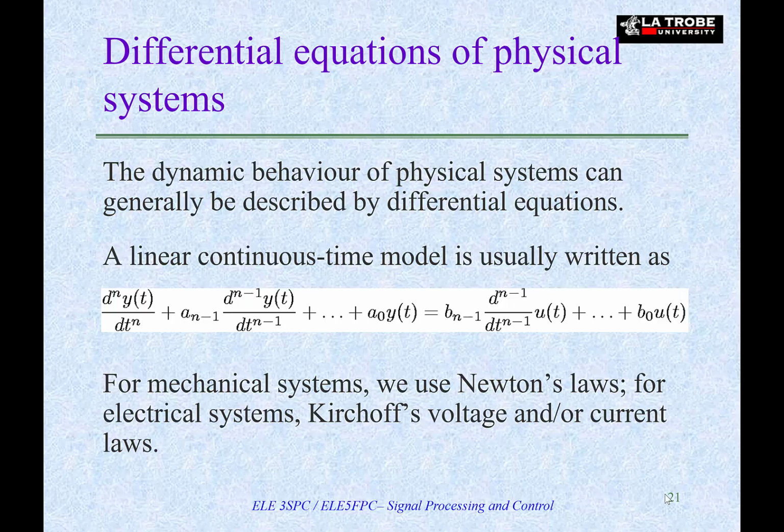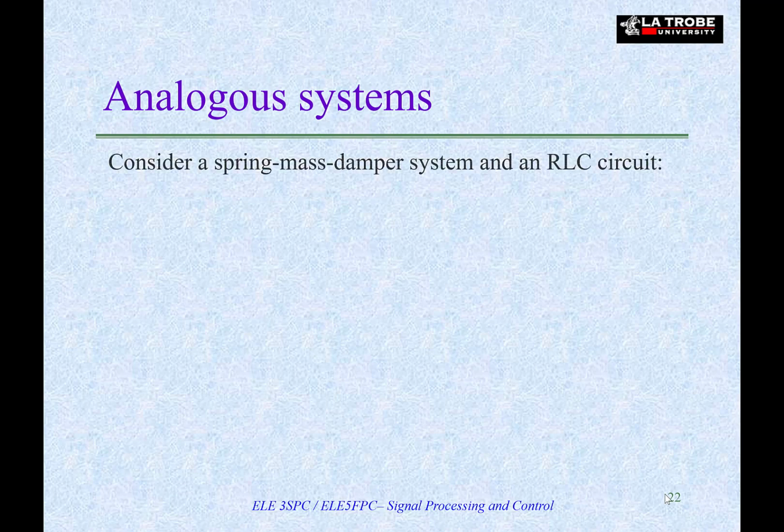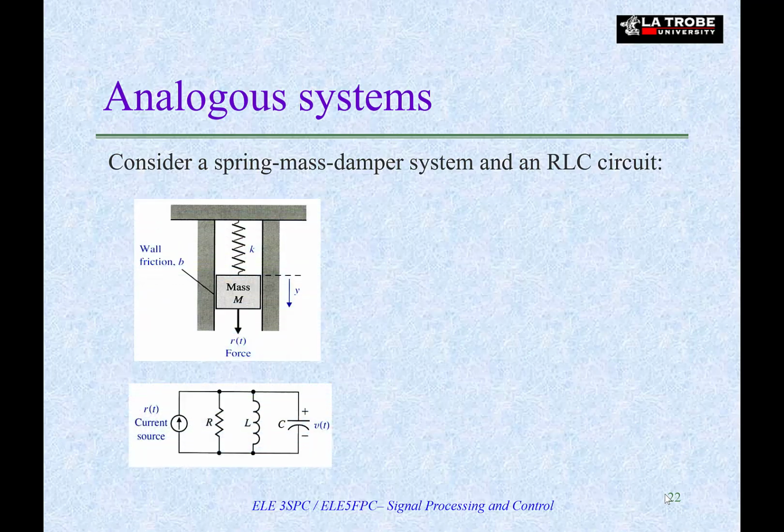Now let me move on to the analogous systems. Before I give the definition of analogous systems, I would like to give you two examples here. Let us consider a spring mass damper system and an RLC circuit. And I will show you two graphs. The top graph is a spring mass damper system, and the bottom graph is an RLC circuit. So how do we mathematically model these two systems, which seemingly look very different?